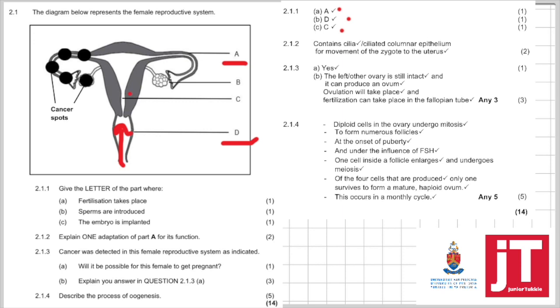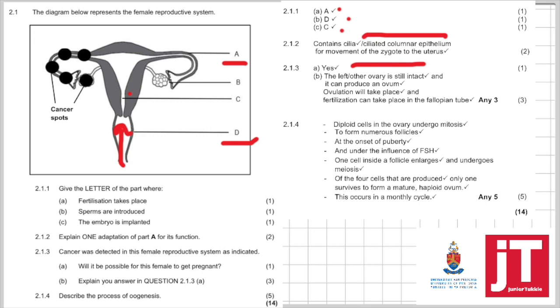2.1.2. Explain one adaptation for part A for its function. They're asking you an adaptation of the fallopian tube for its function. So what does the fallopian tube contain? You guys know this. You've learned this in grade 10. Ciliated columnar epithelium that move the zygote to the uterus. It could be the zygote or it will be the embryo to the uterus. Okay.